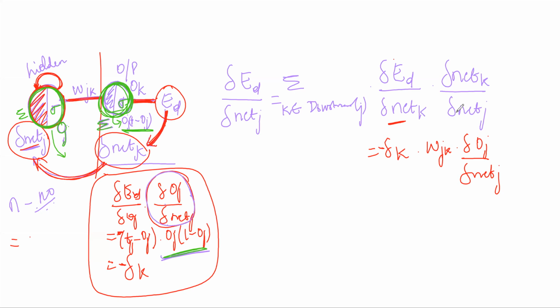Now the similar neuron is shifted. I have the same output. I have a summation that I am doing, a pre-activation and the activation. So the output of that neuron will remain the same, which is OJ and so on. So I'm going to write this directly as delta K into WJK into OJ into 1 minus OJ.